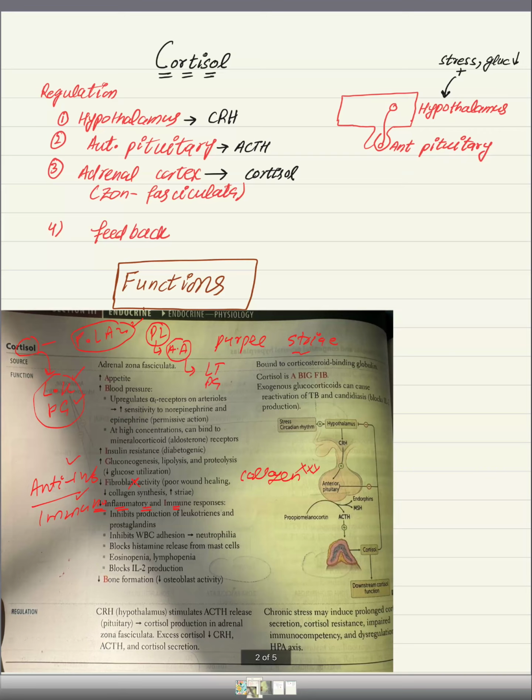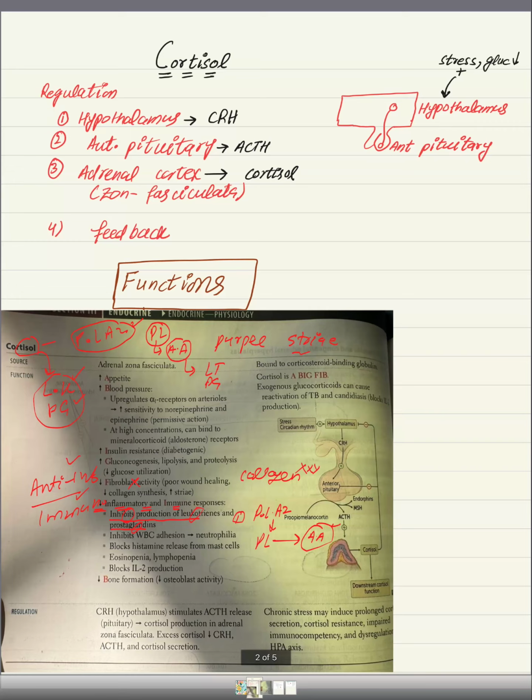Here they just mention it will inhibit the production of leukotriene and prostaglandin, but you have to know the exact mechanism. First of all, it will inhibit the phospholipase A2. When phospholipase A2 is inhibited, your phospholipid is not going to convert into the arachidonic acid. And if you cannot make the arachidonic acid, you cannot make leukotriene and prostaglandins. That's why it is called anti-inflammatory, because it is going to inhibit the synthesis of leukotriene, prostaglandin, thromboxanes, etc.